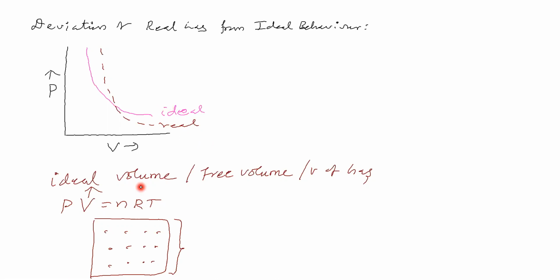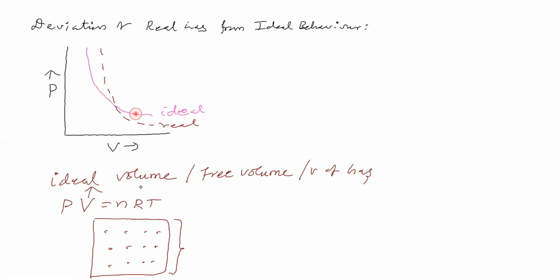Ideal gas means this volume of gas is nothing but free volume. Each gas molecule gets the entire volume for free movement. In a real gas, each gas molecule is not getting the entire volume for free movement. So the behavior of real gas and ideal gas is different. Therefore, the graph is not the same for both.